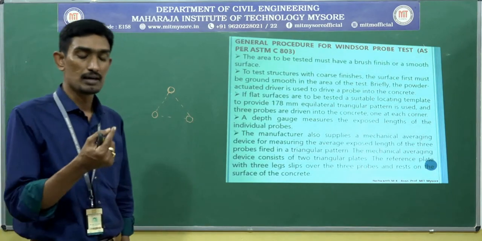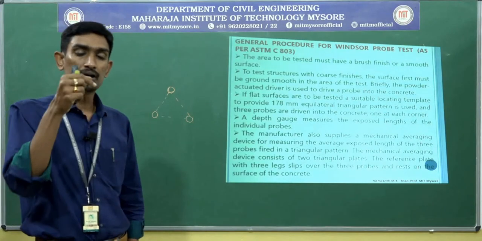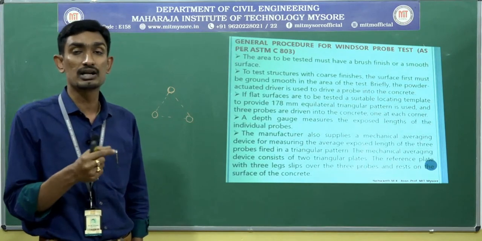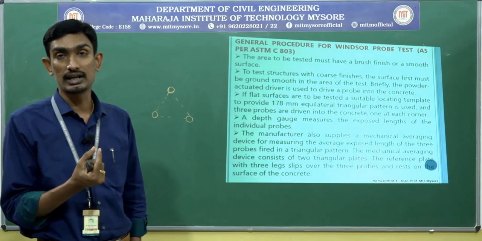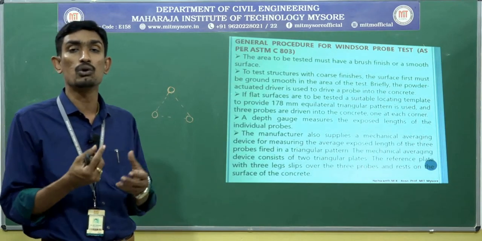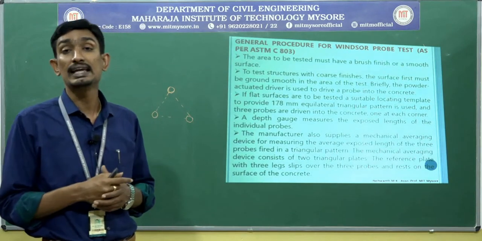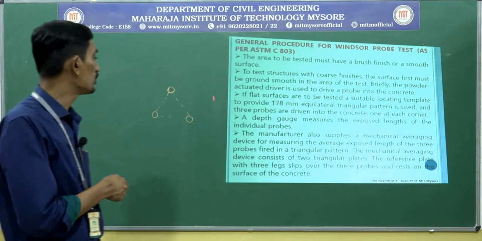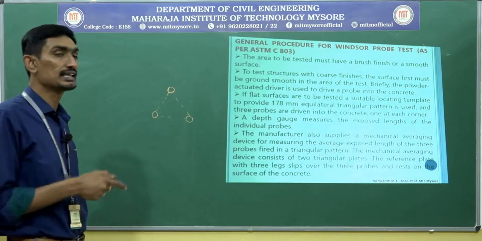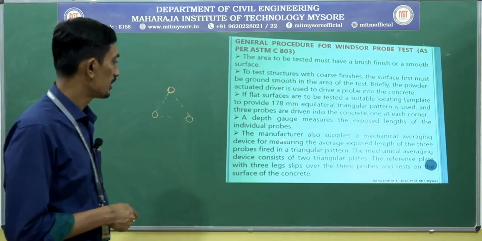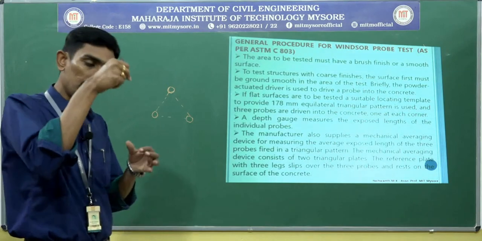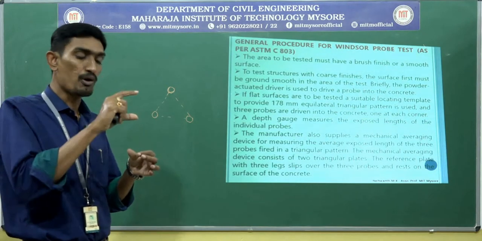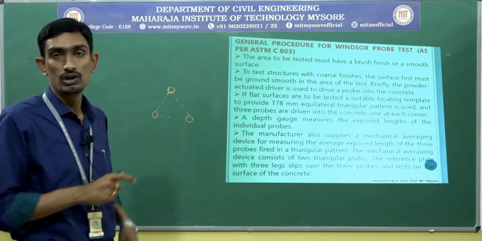Why? Because sometimes there is a chance that one particular probe cannot penetrate inside because there will be disturbance from the coarse aggregate. That means the coarse aggregate will not allow the probe to penetrate inside. So that's why we penetrate the three probes and measure the average of three. Next, a depth gauge measures the exposed length. After penetrating the probes, the exposed length will be measured, which I am going to show you in the video.